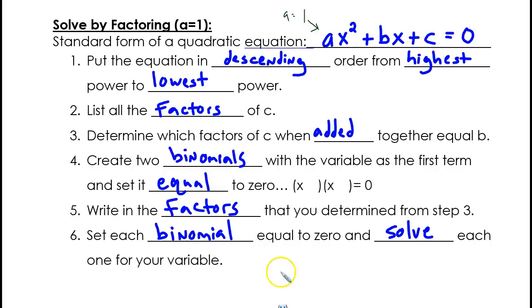Then we'll set each of those binomials equal to 0 and solve for each one to find out what the value of the variable is. So if you remember from the last video, we said that quadratics always have two solutions. So when we finish this, we should have two solutions. We should have two things that the variable of the quadratic is equal to.